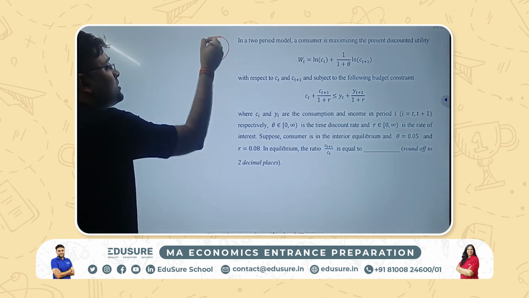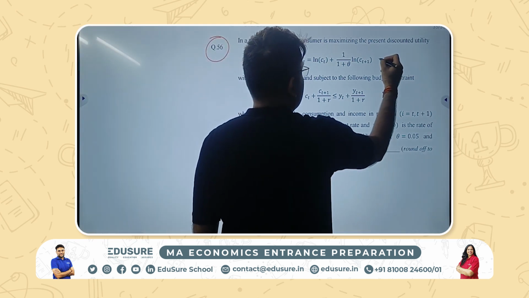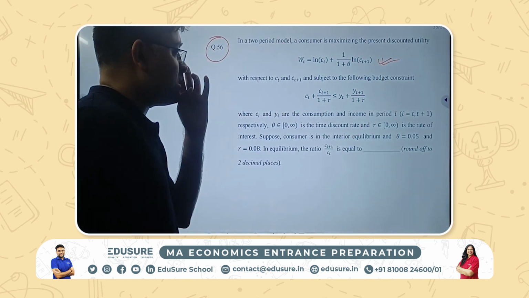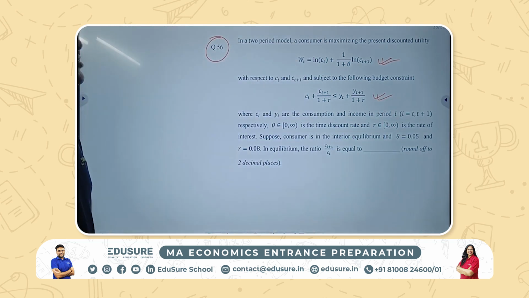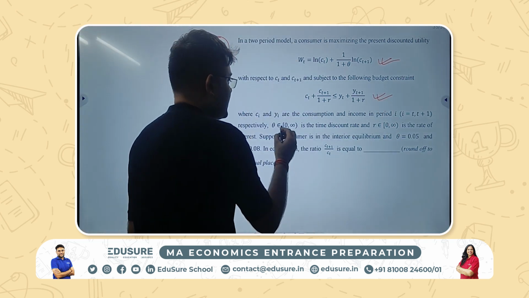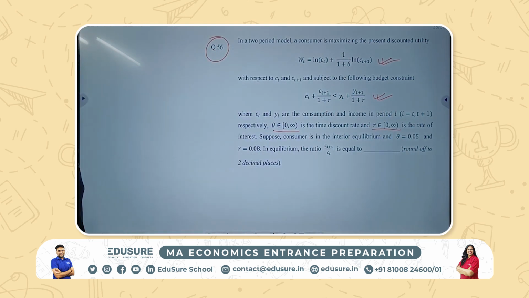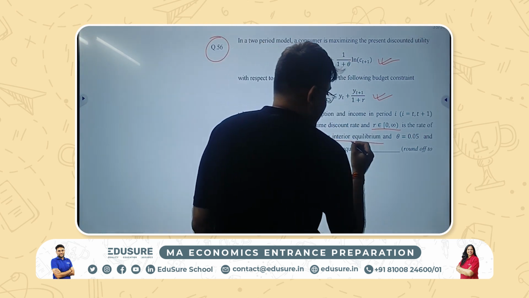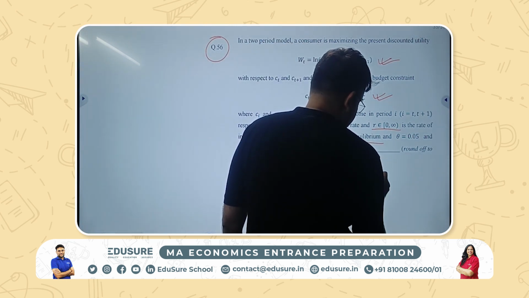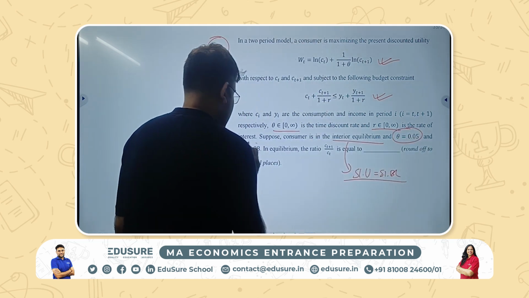JAM 2023, question number 56. In a two-period model, a consumer is maximizing present discounted utility. This is the utility function, subject to the budget constraint. This is the budget constraint. Where Ci and Yi are the consumption and income in period i respectively, theta belongs to 0 to infinity, r belongs to 0 to infinity, r is the rate of interest and theta is the time discount. Suppose the consumer is in the interior equilibrium, that means that I need to equate the slope of the utility function with the slope of the budget line. Theta is equal to 0.05 and r is equal to 0.08.